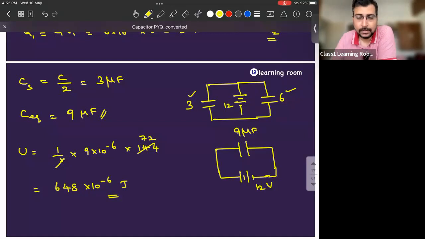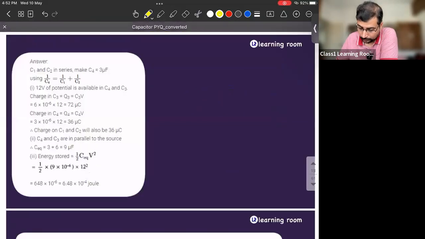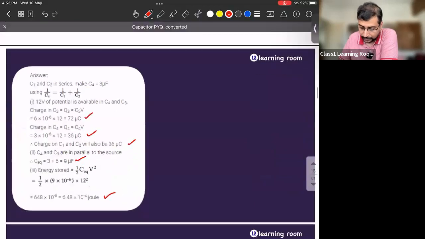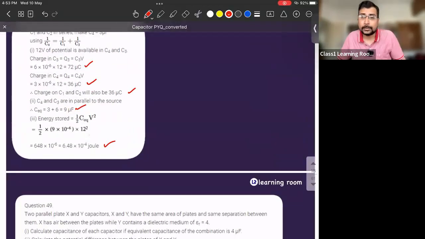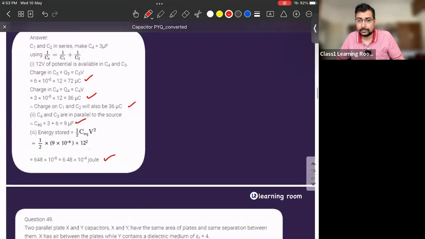Okay. Shall I proceed? So let's check the answer. For C3 it is 72, then we got 36, correct? The 9 microfarad. 648 into 10 power minus 6, no? Yeah, it's the same as 6.48 into 10 power minus 4. Both are the same.